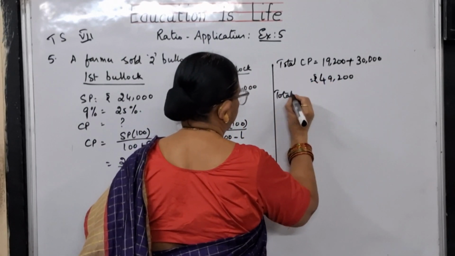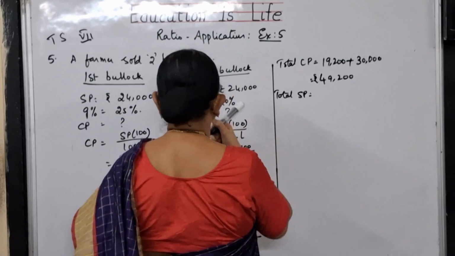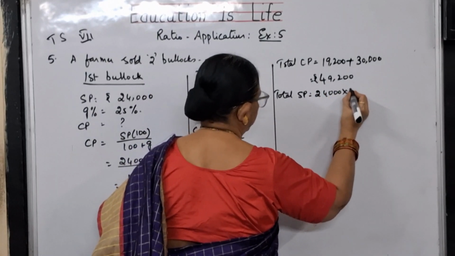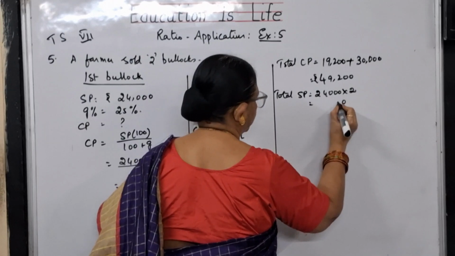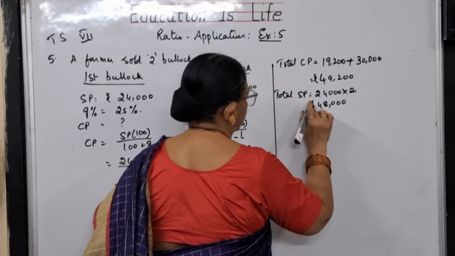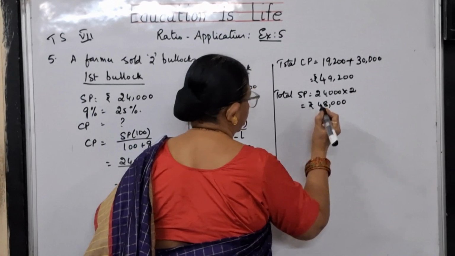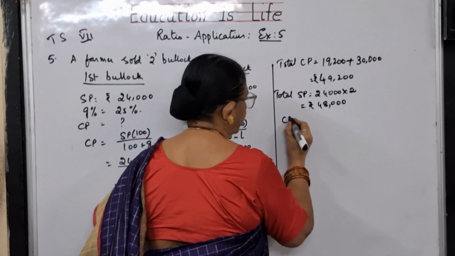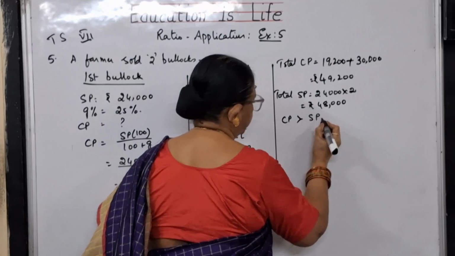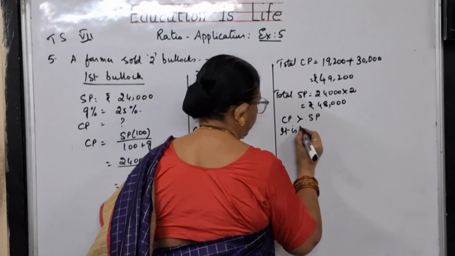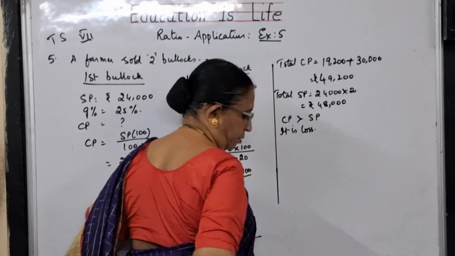What is the total selling price? Each one is 24,000, so 24,000 into 2, same value. So 48,000 rupees. 48,000 is the total selling price. So the cost price is more than the selling price. If the cost price is more than the selling price, it is a loss.